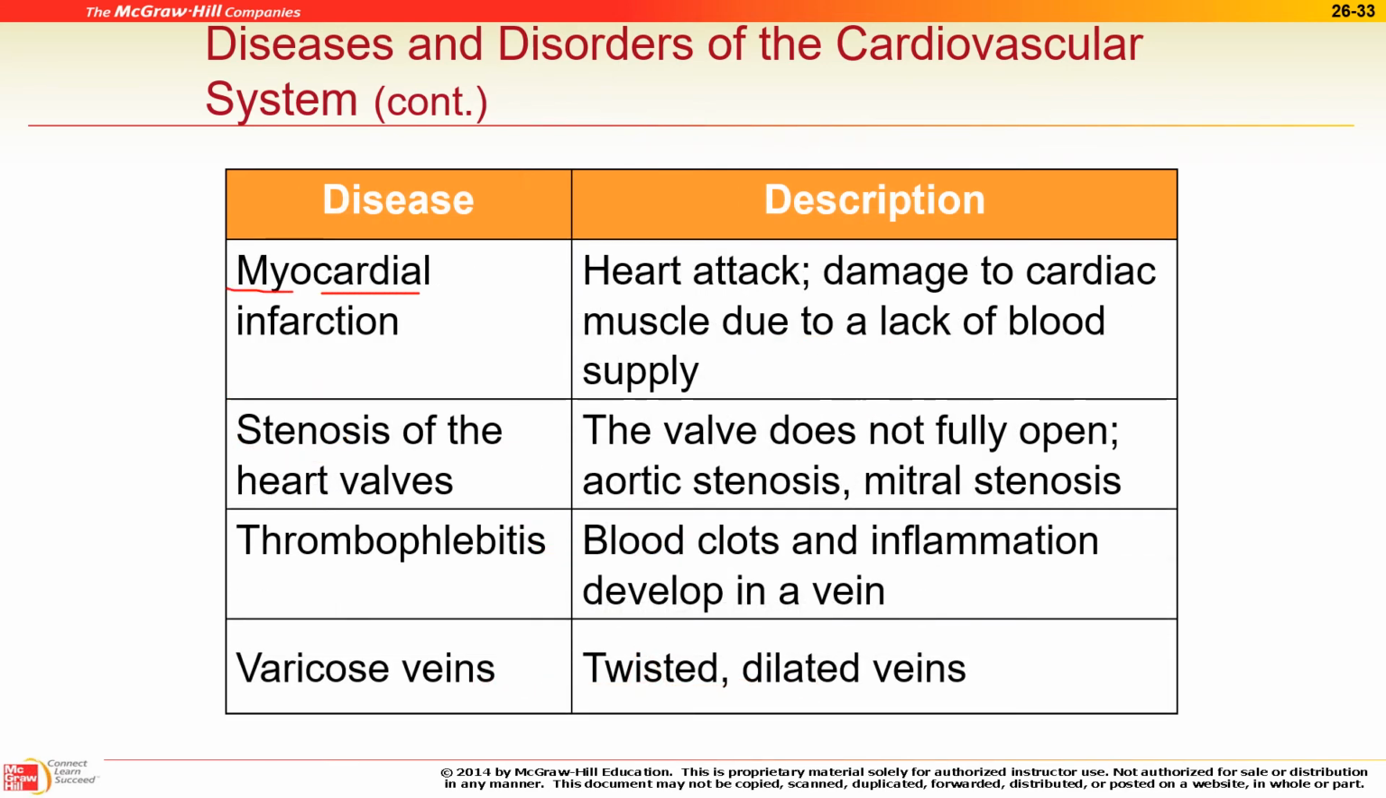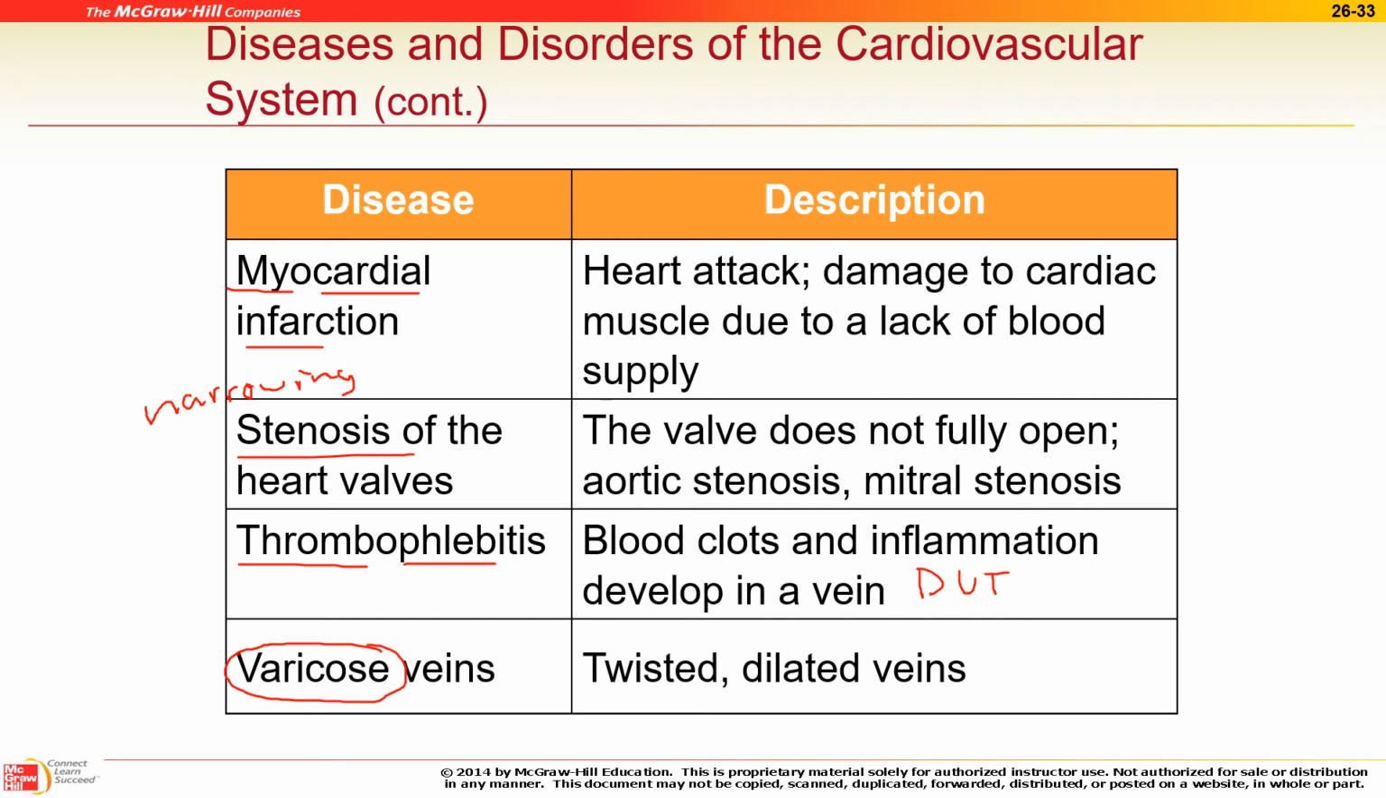Myo is muscle, cardio is heart, infarction is death. So it gets replaced with scar tissue that's not as elastic. What's stenosis? Narrowing. So with less blood flow, we can predict where the congestion is. Thrombo is clot. Phlebo is vein. So DVT, sometimes they call it deep vein thrombosis. A blood clot in the legs is a deep vein thrombosis.